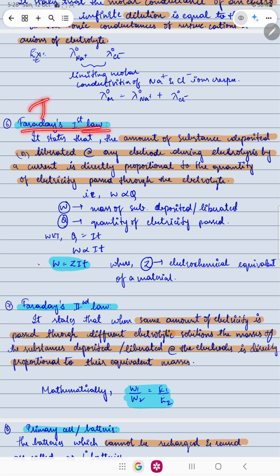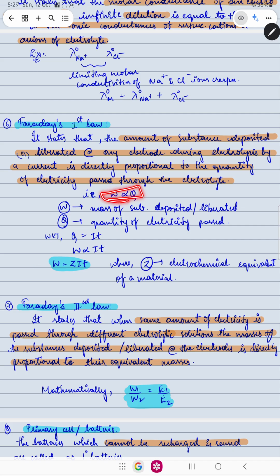Faraday's first law, really important, you guys. It states that the amount of substance deposited or liberated at any electrode during electrolysis by a current is directly proportional to the quantity of electricity passed through the electrolyte. Okay, there is the amount of substance which is deposited or liberated. I'm repeating. I hope you understand. If you didn't, just re-watch it.